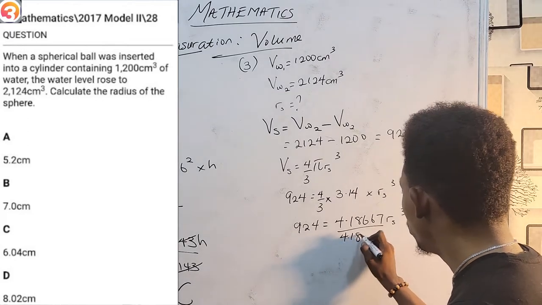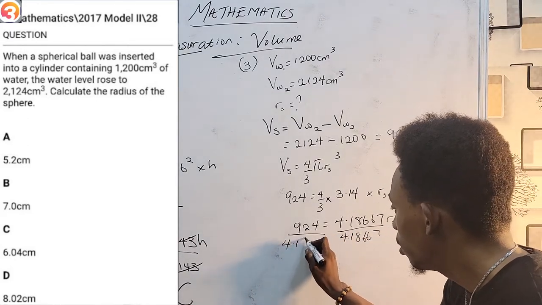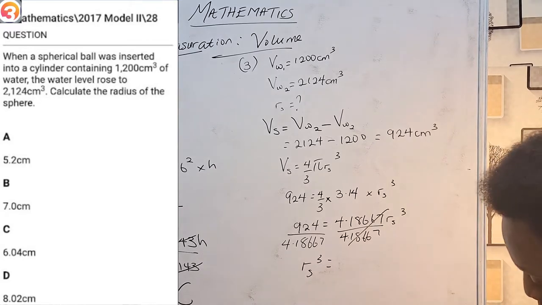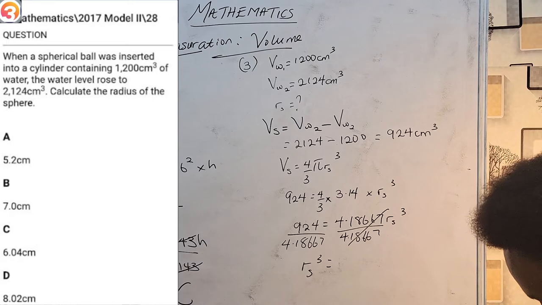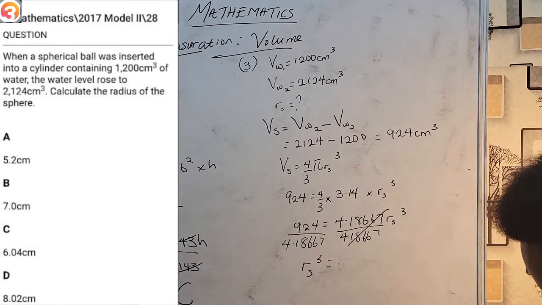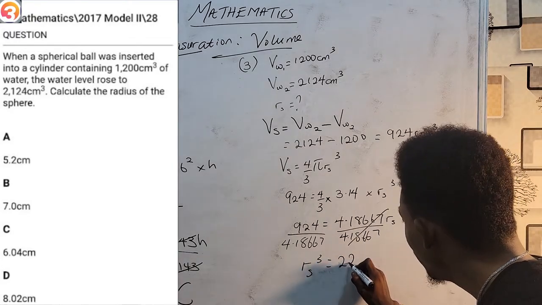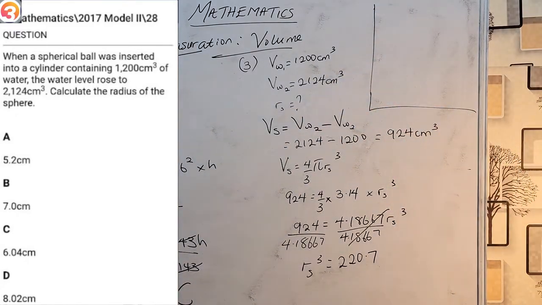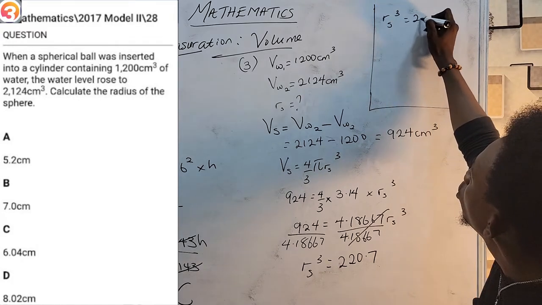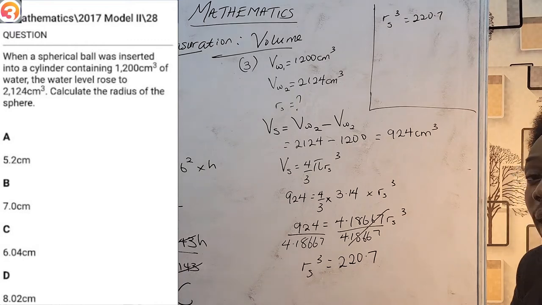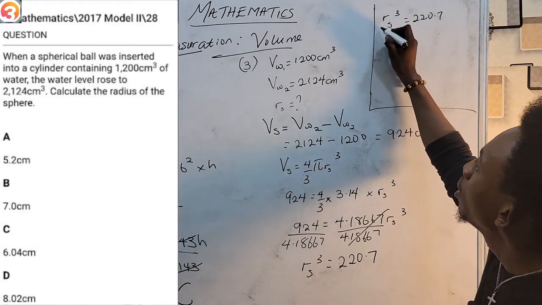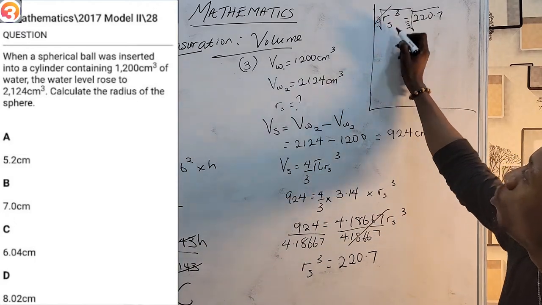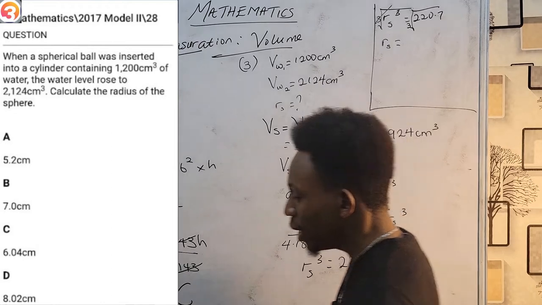Then to make RS stand alone, we divide both sides by this number, such that RS cube will be equal to 924 divided by 4.18667. That's 220.7. Let's just finish it up here. Therefore, we're having now that RS cube equals 220.7. Now, I want to find RS, not RS cube. So how do I get rid of this cube here? It is simple, by taking the cube root of both sides. Cube cancels cube root. RS equals, now we have a tiny issue.